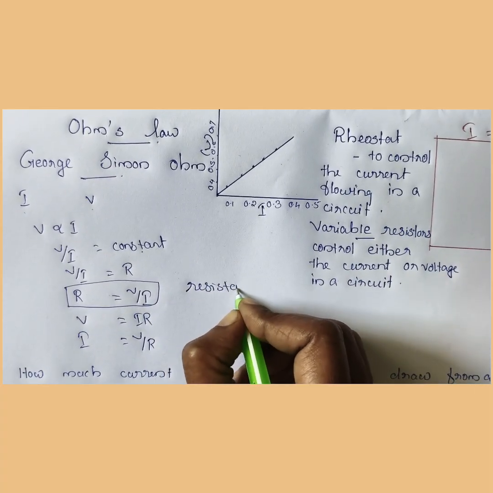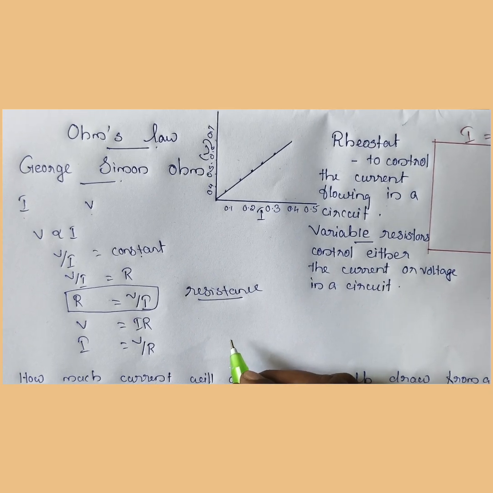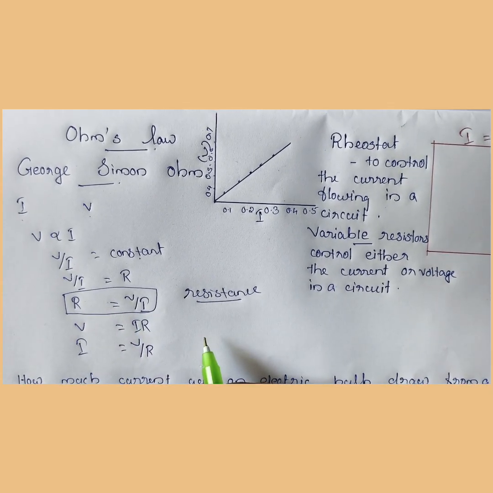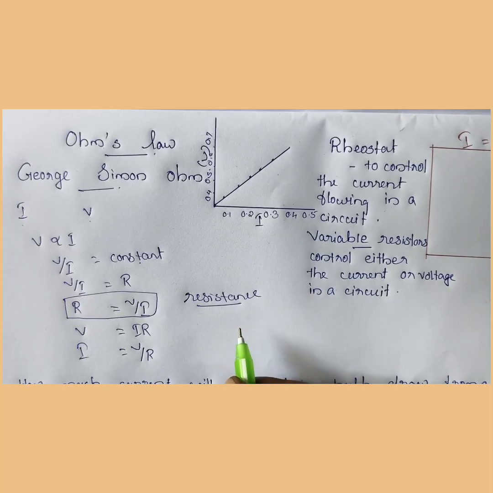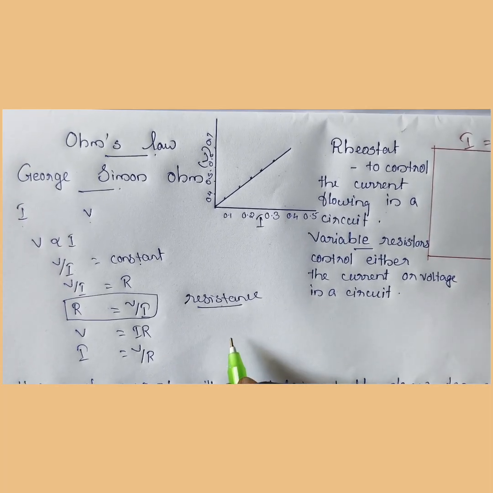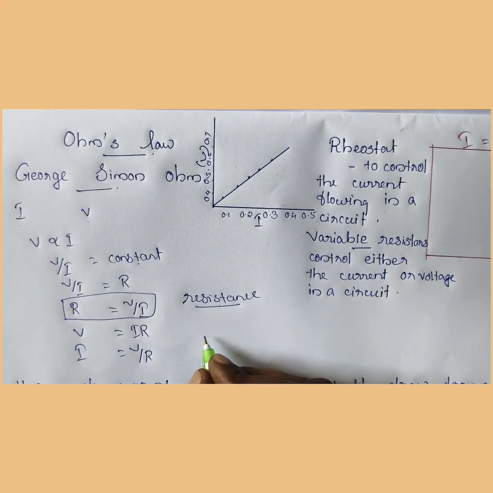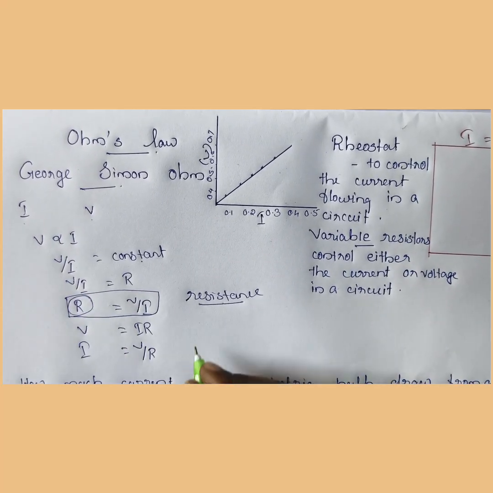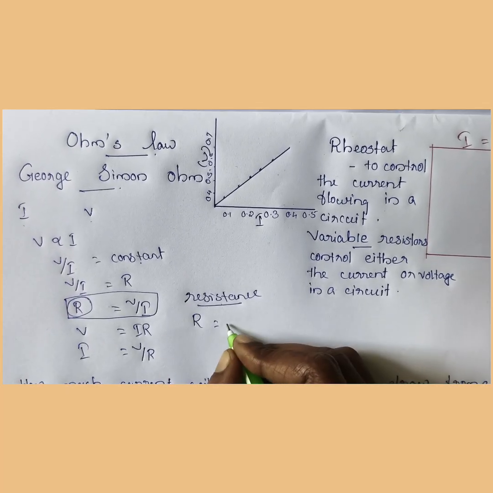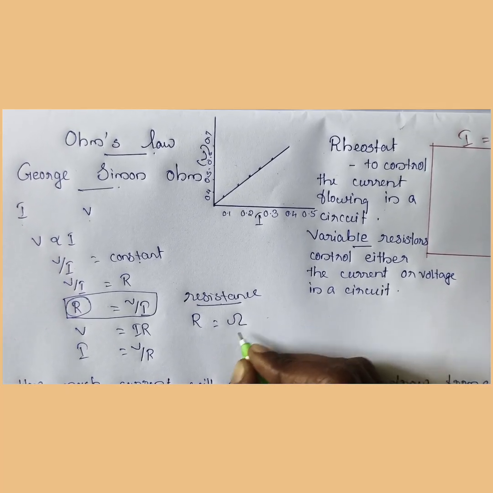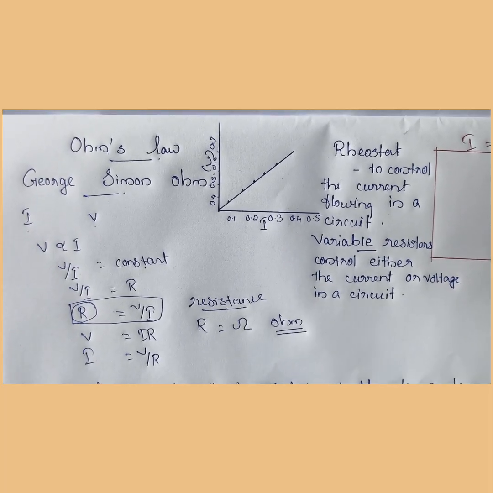What is resistance? Resistance is the constant of proportionality and it is the property of a conductor to resist the flow of charge. Now, next we can study what is the SI unit of resistance. Resistance SI unit is ohm. It is written like this, and the SI unit is ohm.